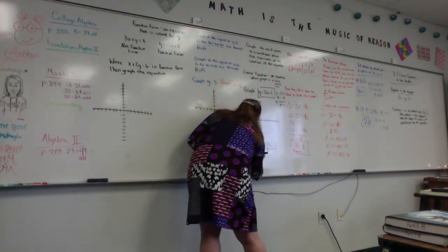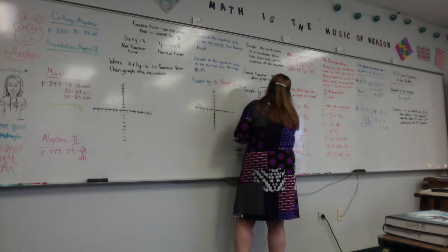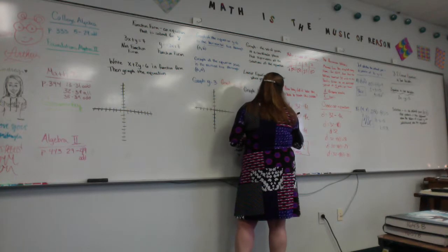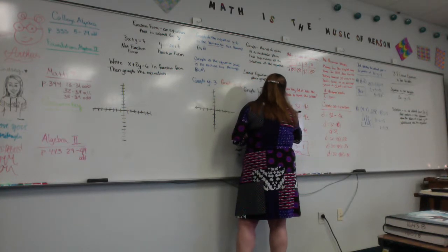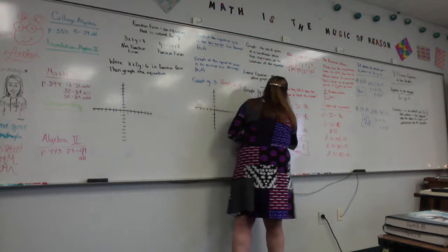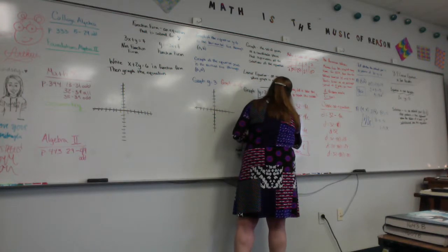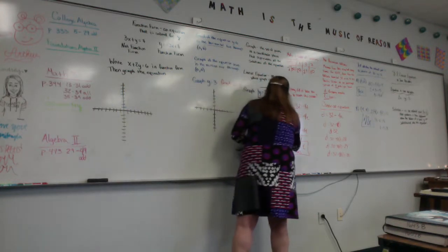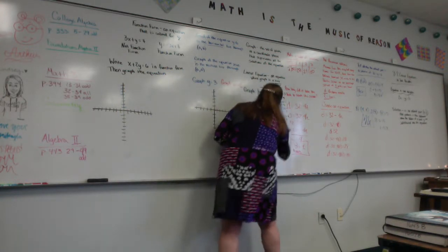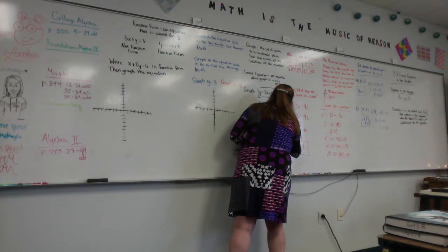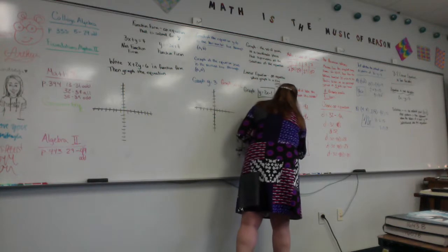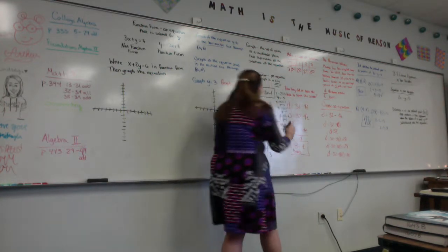I'm going to plug in a 0. Y equals 2 times 0 minus 1. That gives me -1. Then y equals 2 times 1 minus 1. 2 times 1 is 2, minus 1 is 1. So y equals 1. Then y equals 2 times 2 minus 1. 2 times 2 is 4, and 4 minus 1 is 3. Okay, listen. You need to show me all this work.